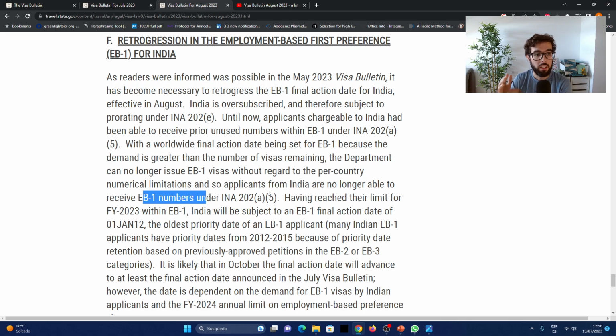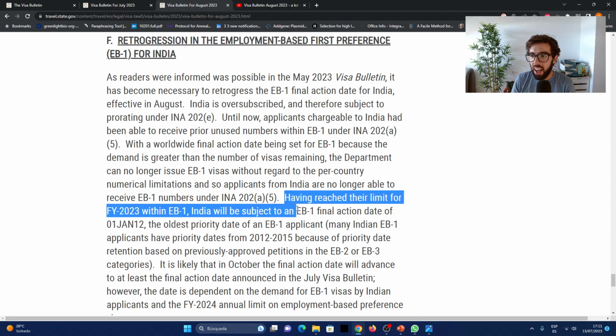So again, what they are saying is, until now we were able to give India these unused visas that we had for EB1, even if India were getting more than others, just because they were unused. However, now that there is not enough visa numbers for every other country, they have to stop that. And they are stopping in an extreme measure way.